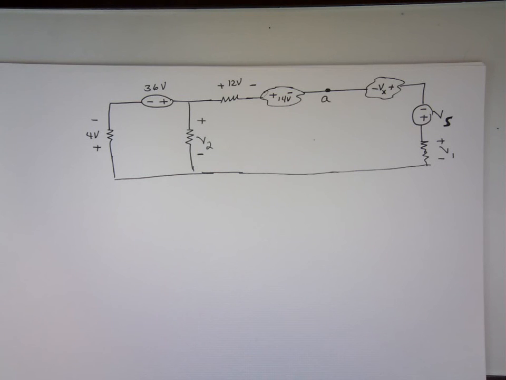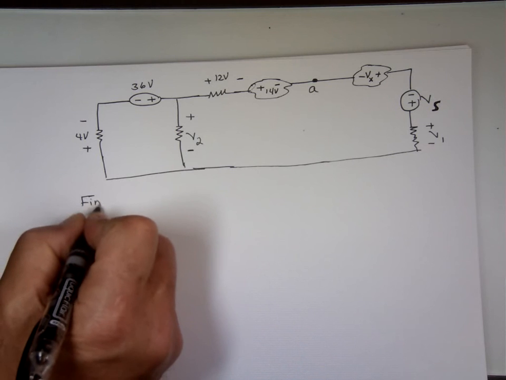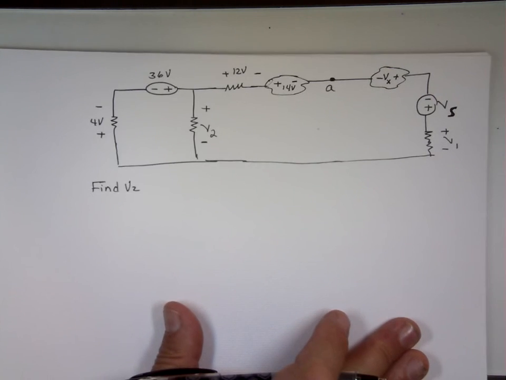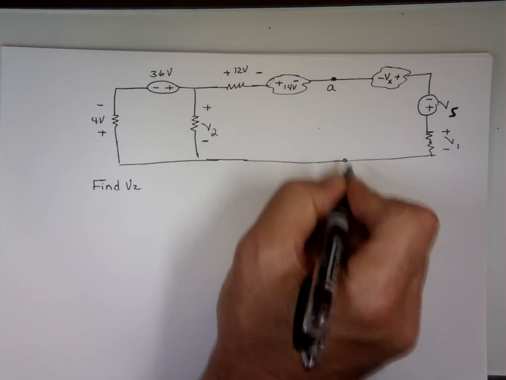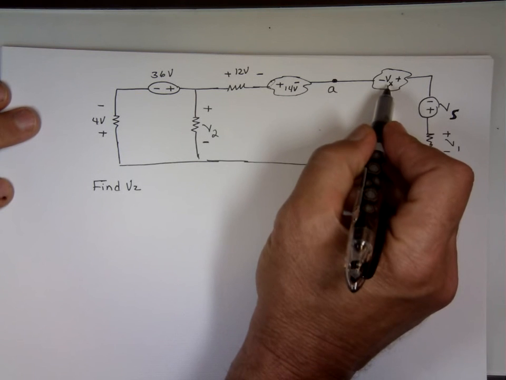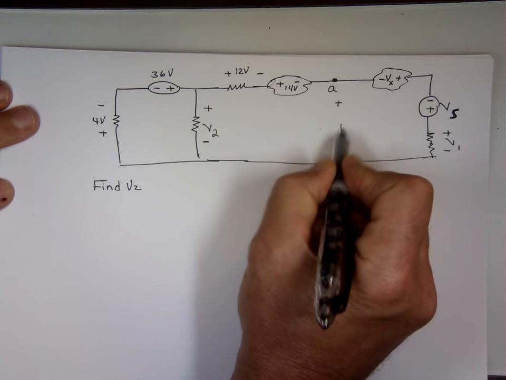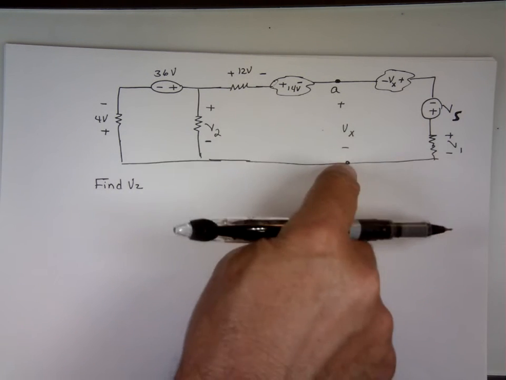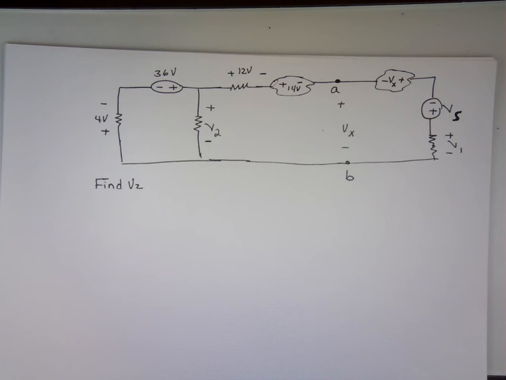Let's begin the first question by saying, what is V2? Let's call this one B here. This voltage, Vx, is this voltage right here, value-wise. The voltage here between A and B, value-wise, is that number right there. So let's find V2 first. How can I find V2? That's this voltage right here.